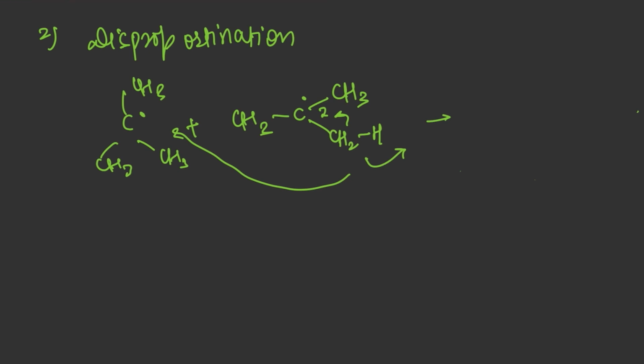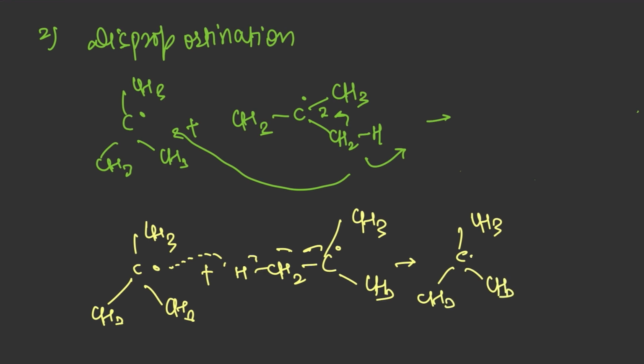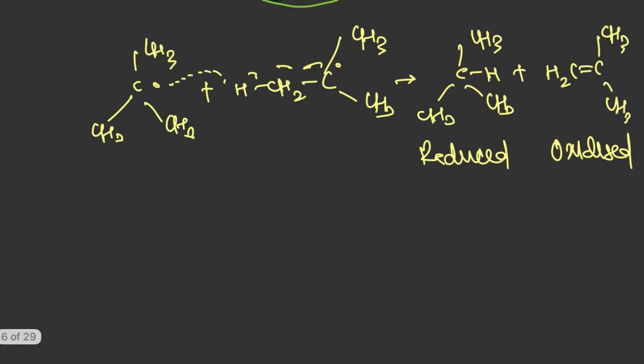We have a CH3, CH3, and CH3 free radical. Then H, CH2, C free radical, CH3 and CH3. So this is going to add here and this is going to remove here, and there is a formation of a double bond: CH3 CH3 CH3H plus H2C CH3 and CH3. So this gets reduced and this gets oxidized. One gets reduced and another gets oxidized. So that's why it is called a disproportionation reaction.